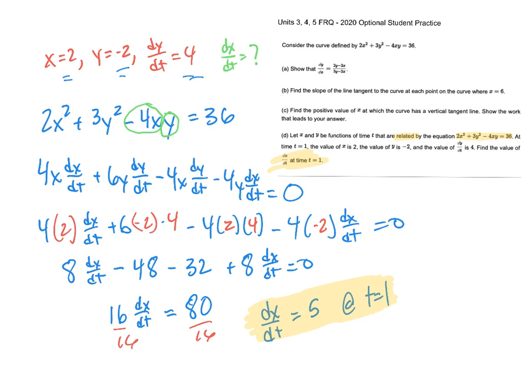Okay, so this question had some implicit differentiation, related rates. We had to interpret a vertical tangent line, so lots of stuff going on, especially from our first half of the course with derivatives. But this one's very doable.